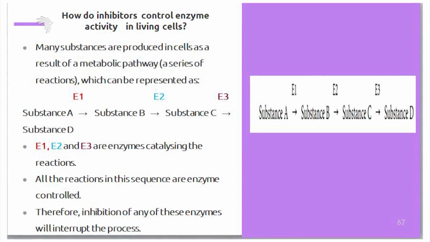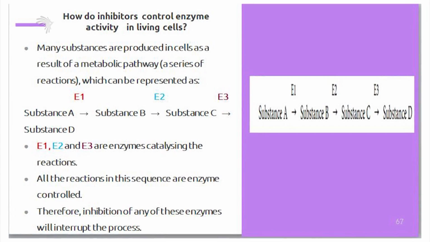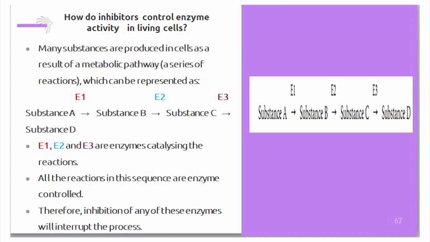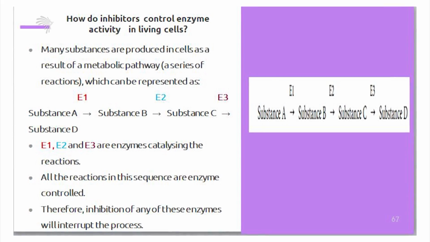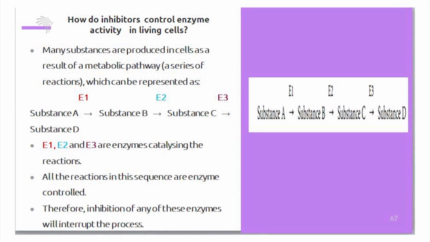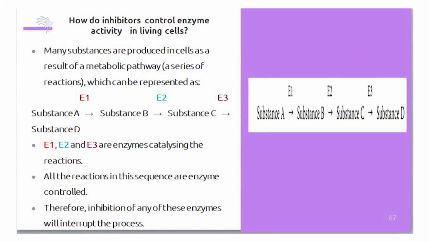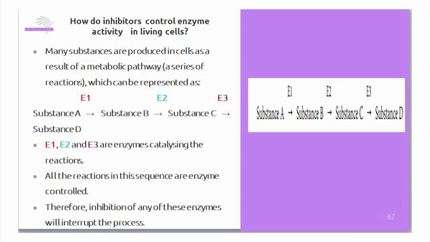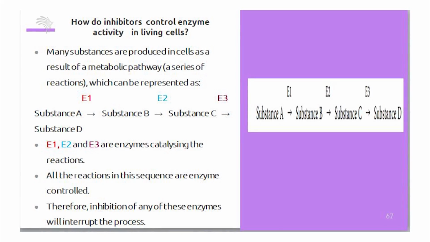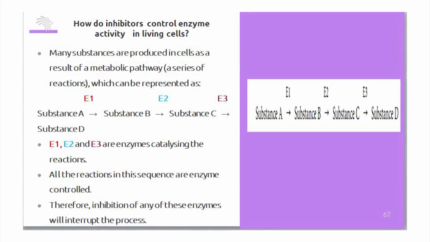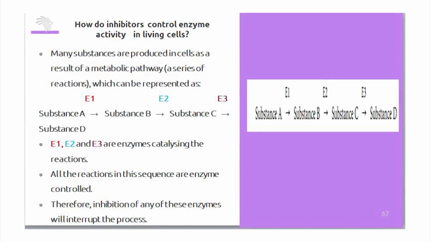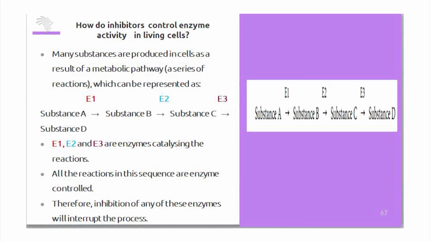Some examples are given here. Many substances are produced in cells as a result of metabolic pathways, a series of reactions which can be represented as follows. To change substance A into substance B, enzyme 1 is required. From substance B to substance C, enzyme 2 is required. From substance C to substance D, enzyme 3 is required. So E1, E2, and E3 are the enzymes catalyzing the reactions.